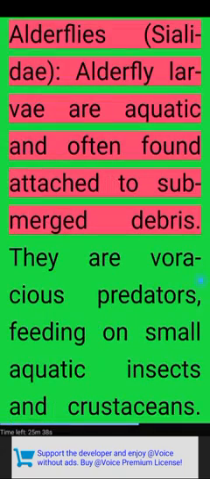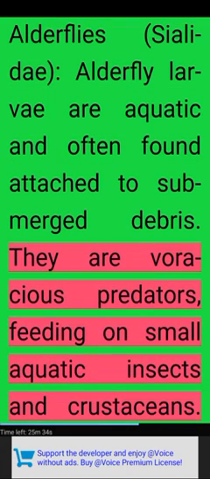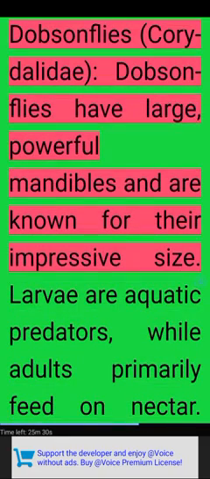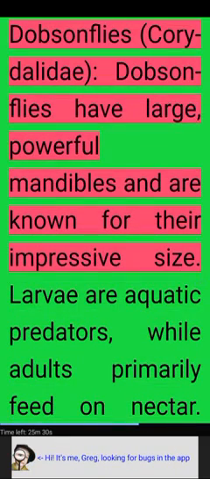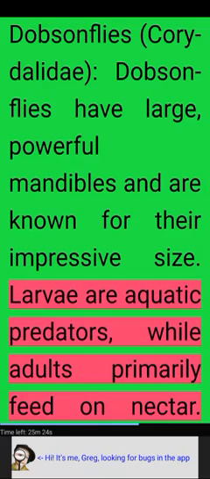Examples. Alderflies, Sialidae. Alderfly larvae are aquatic and often found attached to submerged debris. They are voracious predators, feeding on small aquatic insects and crustaceans. Dobsonflies, Corydalidae. Dobsonflies have large, powerful mandibles and are known for their impressive size. Larvae are aquatic predators, while adults primarily feed on nectar.